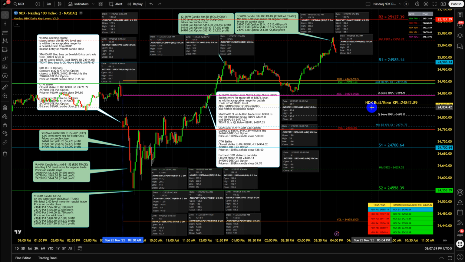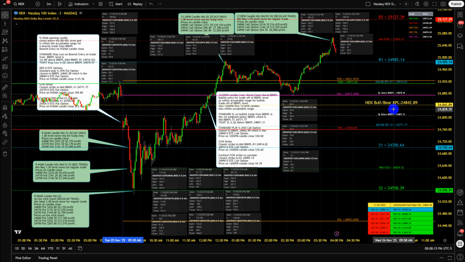Also, the Nasdaq index trades in 10-point increments on option strikes, as opposed to SPX, which trades in 5-point increments. So the closest option strike to this BB-KPL level of 24,842.89 is going to be 24,840. That is going to be your standard at-the-money put option for this bearish play off the BB-KPL level.